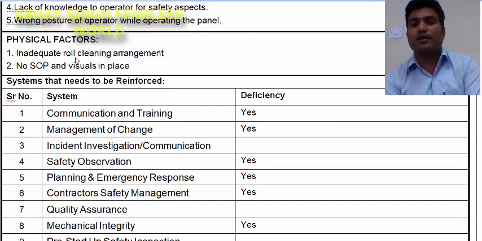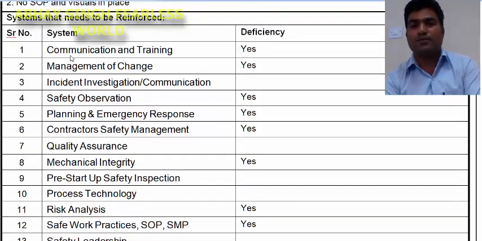And what was the physical factor? Inadequate roll cleaning arrangement. This is the physical factor. There should be an automatic or very low risk cleaning procedure there, and there was no SOP and visual in place. If there were an SOP, the chance of an incident happening would be very minimal. And visual in place means a poster that tells you to be alert, this is a high risk activity, and you have to follow this procedure. If there is a visual like that, then the operator will be alerted.